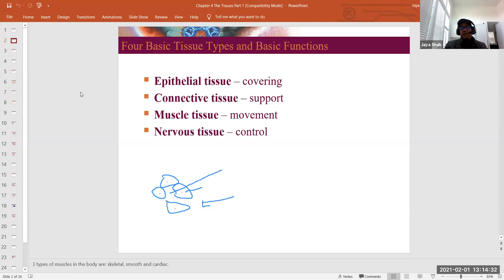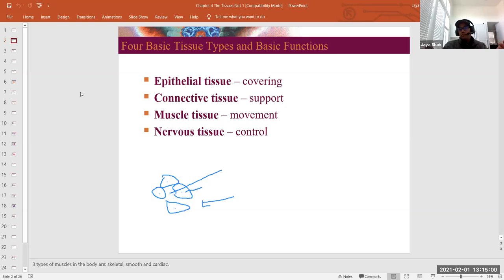Epithelial tissue is lying over the connective tissue, and that's why connective tissue supports epithelial tissue. Connective tissue also covers your muscles. That's why connective tissue supports muscle tissue. So you name any organ anywhere in the body, you will find connective tissue. That's why connective tissue is the most abundant tissue in the body. It supports, protects, and helps other tissue.